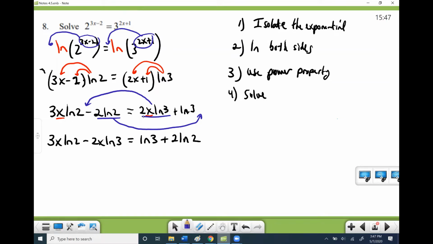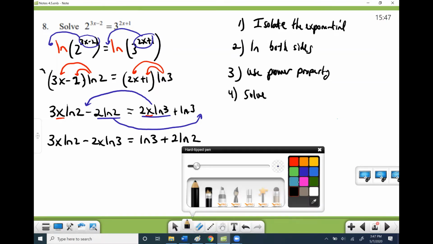Okay. Now, why did we get them on the same side, the x's? Because if both of these have an x in it, then I can factor it out.